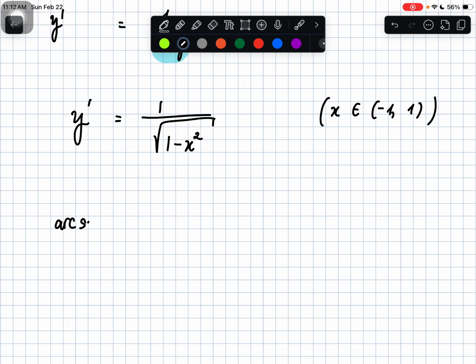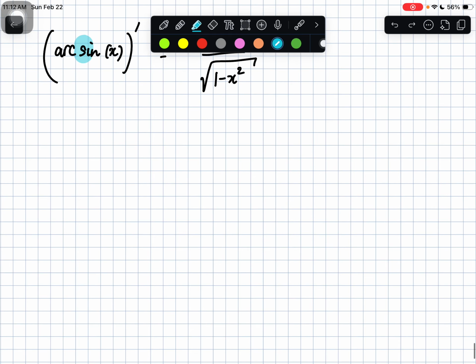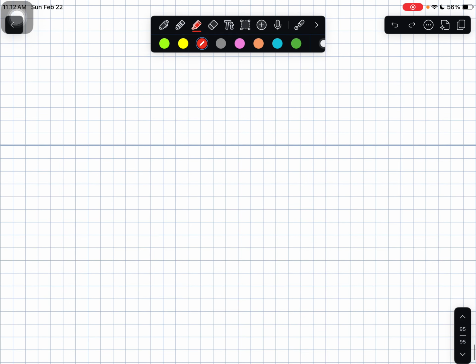Arc sine x prime is 1 over square root of 1 minus x squared. So you see now why the derivative of arc sine of x is 1 over square root of 1 minus x squared, using the square root substitution. So remember that. Now let's do another example for arc cosine of x prime.